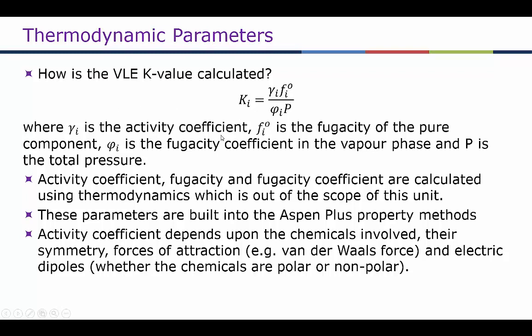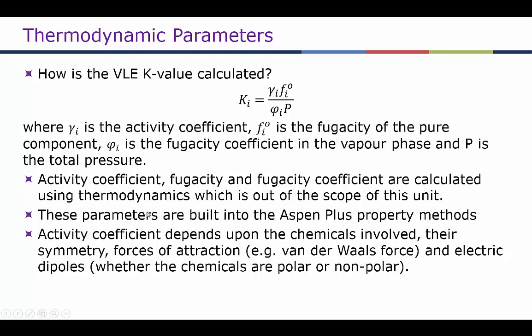This is important to know. The activity coefficient is interaction between the molecules that are in the mixture. Fugacity is a new term that you may not have heard of before, and it's again beyond the scope of this unit to explain what fugacity is. You really have to go and study the chemical thermodynamics to be able to fully establish what fugacity is and what fugacity coefficient is. In short, if we know fugacity and fugacity coefficient, which can also be calculated using first principles, we should be able to calculate the Ki value.